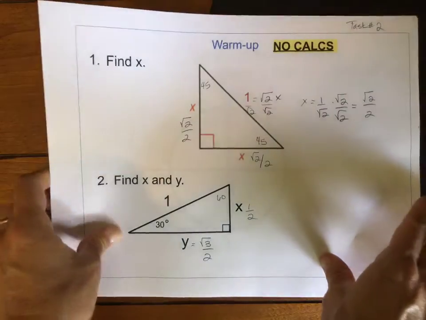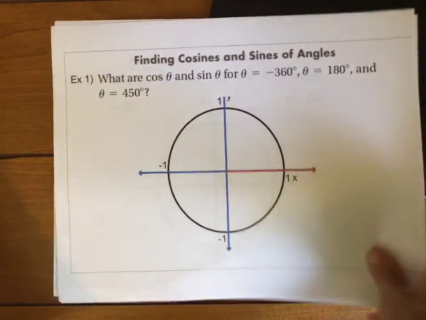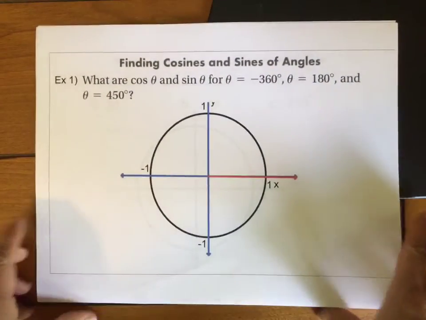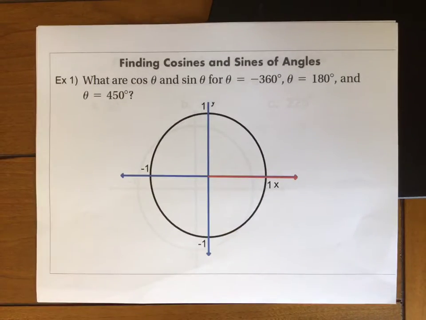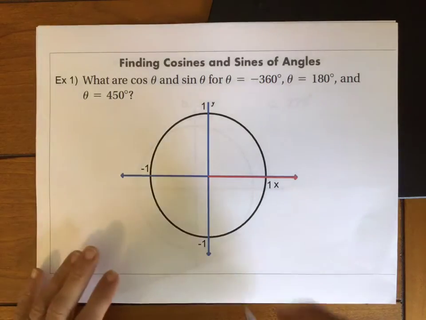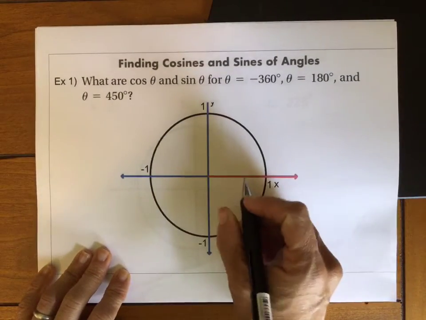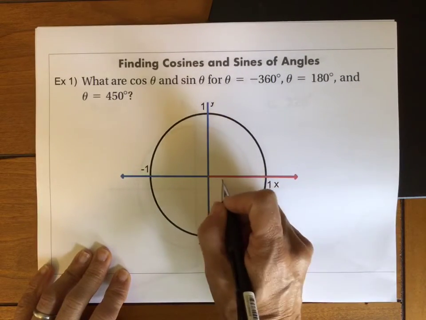So now we're going to use that unit circle, our knowledge of special right triangles, to find cosines and sines of angles. It's best to try to do this without looking at the unit circle, as we want to be able to develop an understanding of how the unit circle was made. So first it asks you to find cosine and sine for negative 360. So remember, negative goes in a clockwise direction.